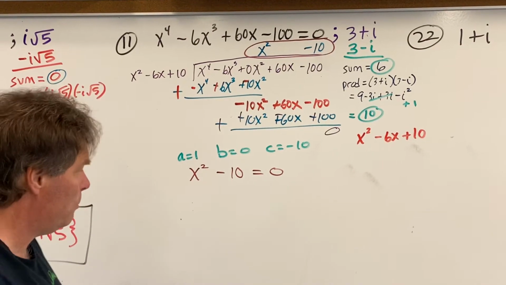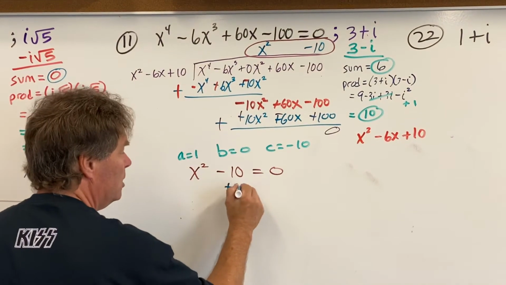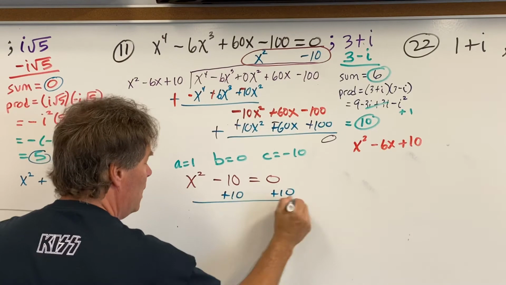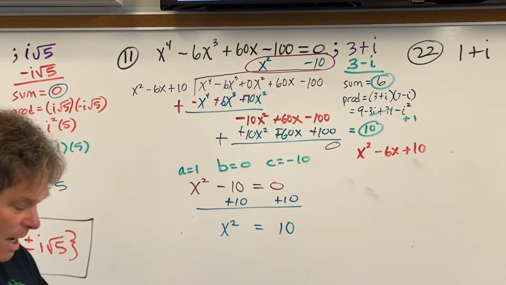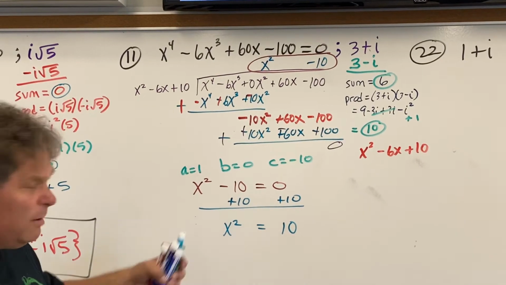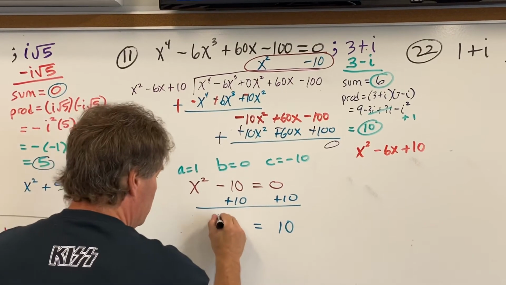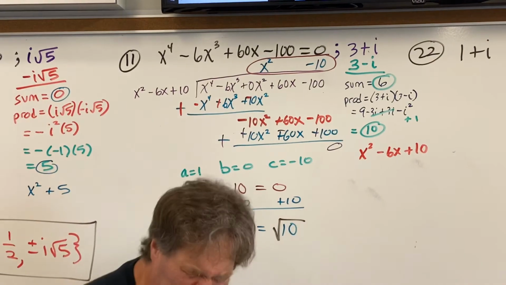But I think there's an even better solution, and that is to add 10 to both sides. And then x squared equals 10, right? And then you say, hey, how do you get rid of x squared? Well, you square root both sides. Don't forget the plus or minus!